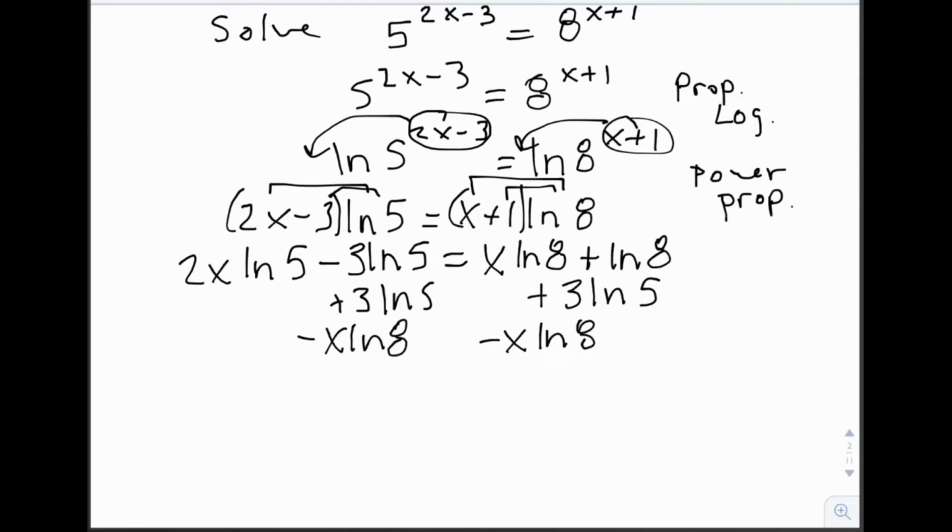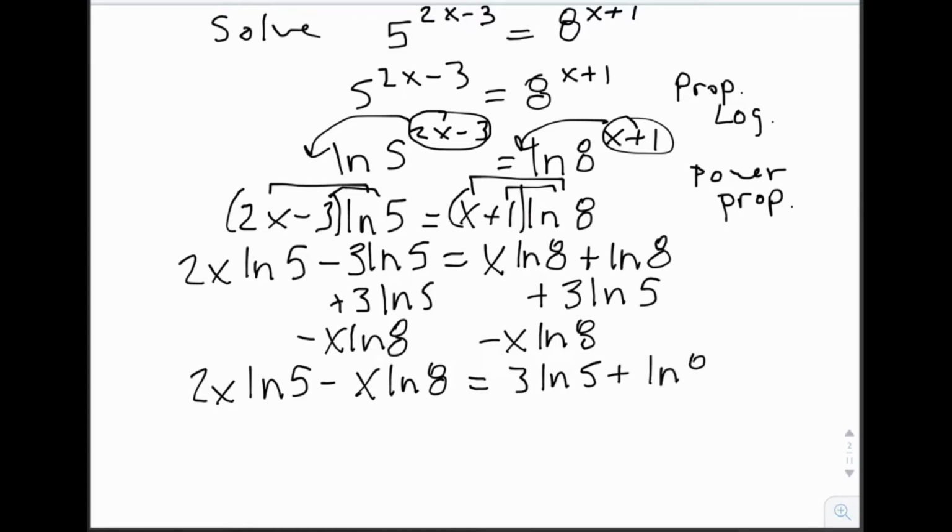So what does that leave us with? It will leave us with a positive 2x natural log of 5 minus an x natural log 8. And this will be on our right hand side a 3 natural log 5 plus a positive natural log 8. So now we have our x's and our constants onto one side of the equation.